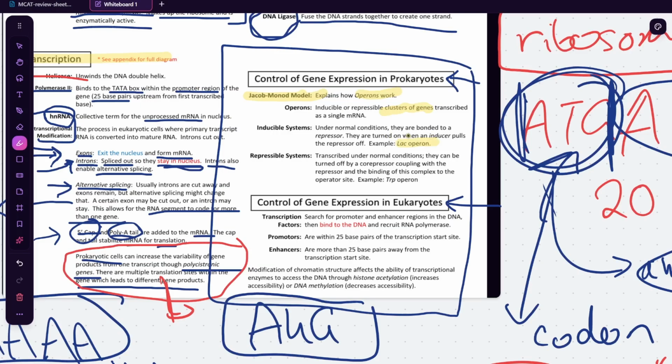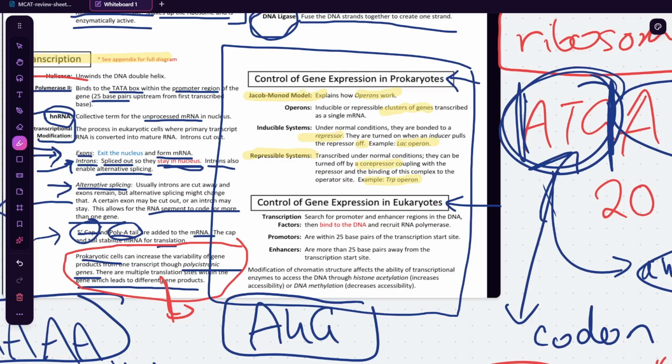In inducible systems, the default state is off. They're bound to a repressor, and the default state is off. When it's turned on by an inducer, the substrate, the genes will then be processed. And then we have repressible systems, where the default state is actually on. Example: the trp operon, which is turned off by a co-repressor, the end product that's usually very abundant.